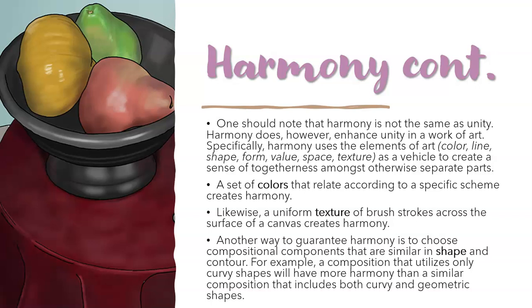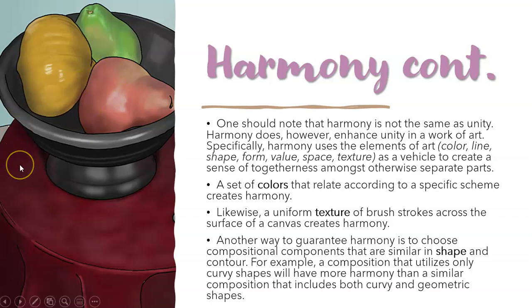Likewise, a uniform texture of brushstrokes across the surface of a canvas also creates harmony. Another way to make sure that you have harmony is to choose compositional components that are similar in shape and contour. So for example, on the left-hand side, we see this still life, right? We did still lifes before. And they use curvy shapes that have more harmony.